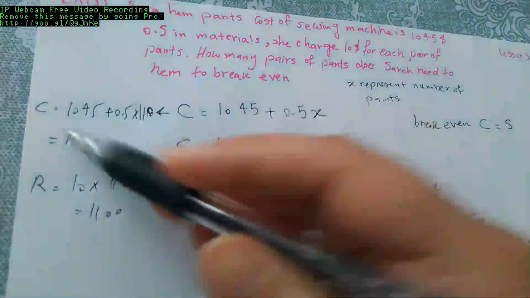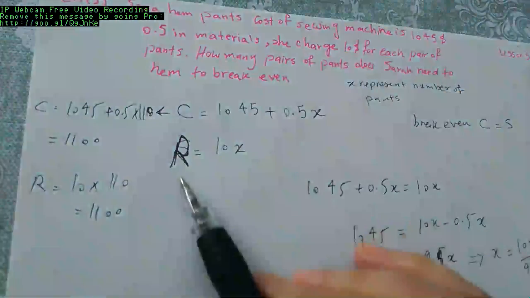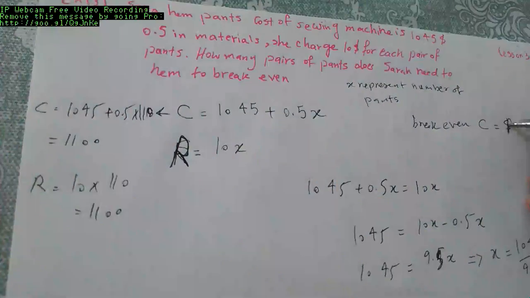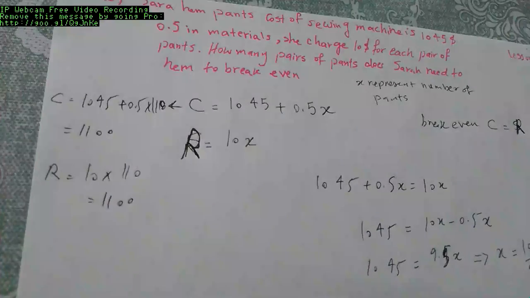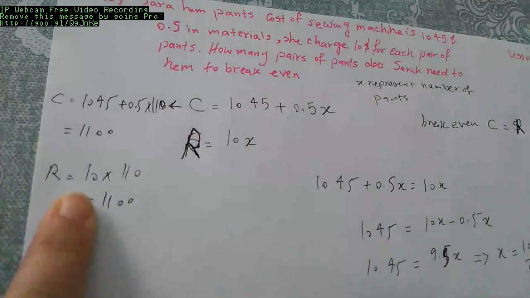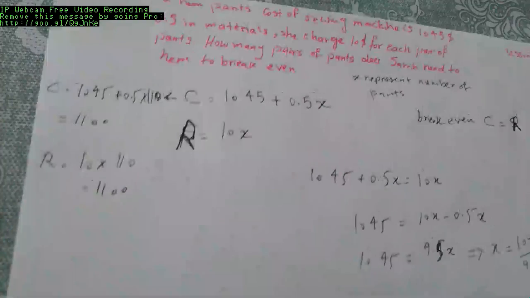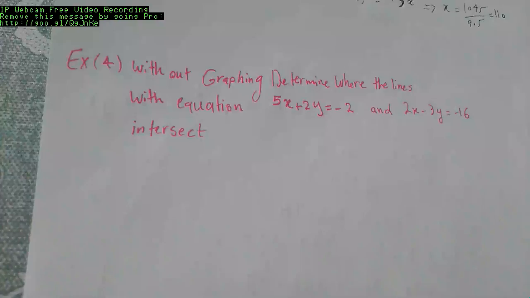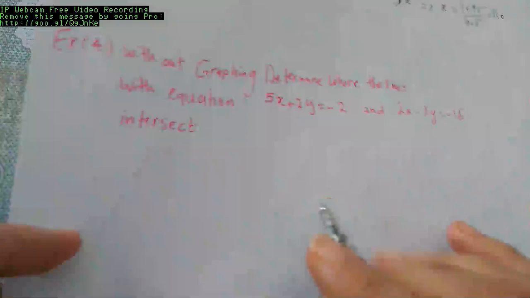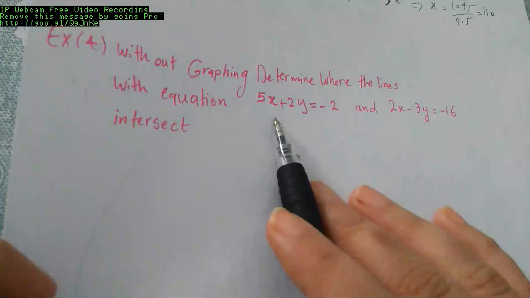The cost and revenue, or sell, I call it revenue if you want. If they are the same, it means you don't make any profit. You spend that much money and you sell your item for that amount, so there is no profit. It's break even. So the last question: determine without graphing where the lines intersect. So it's easy. We can use the substitution method for that.